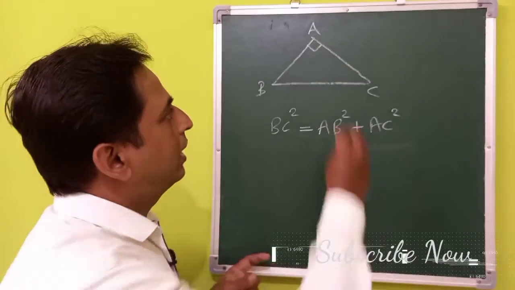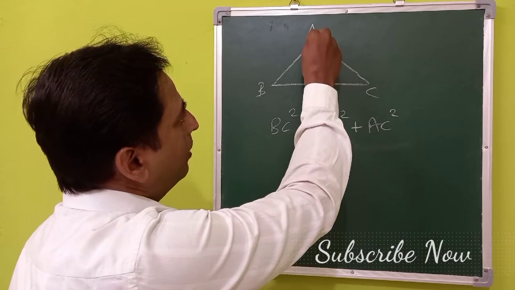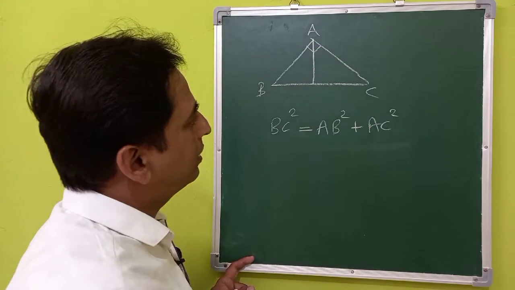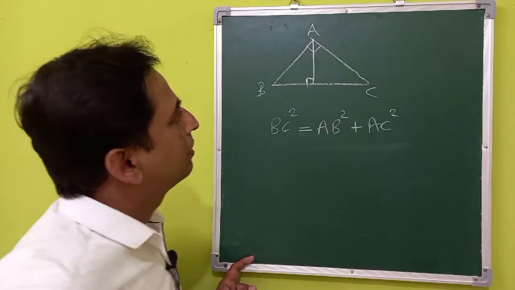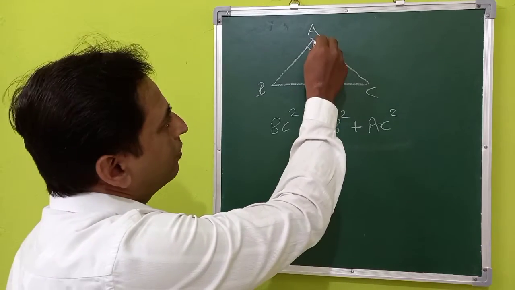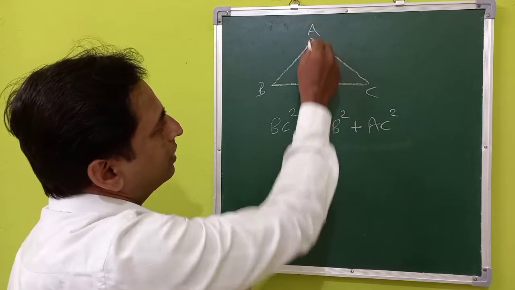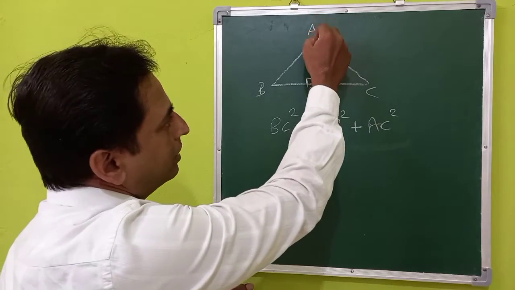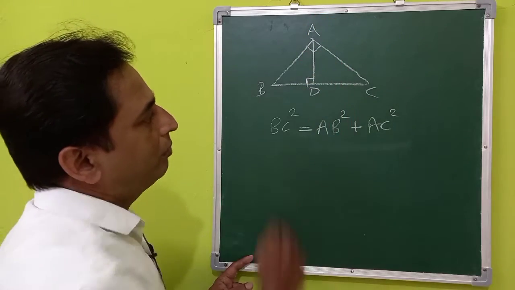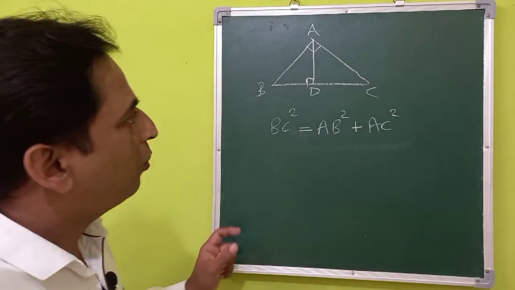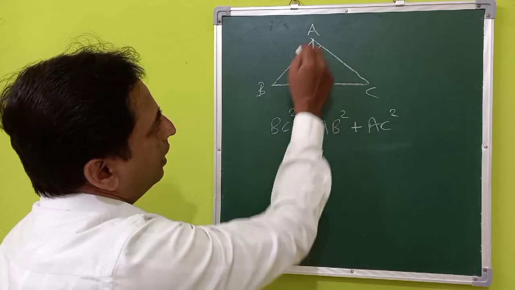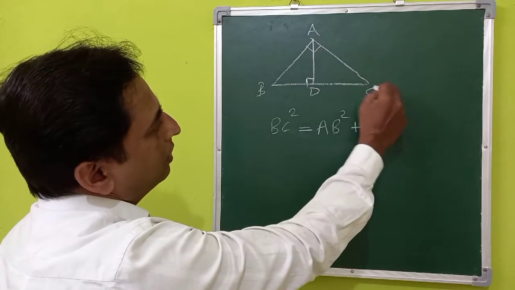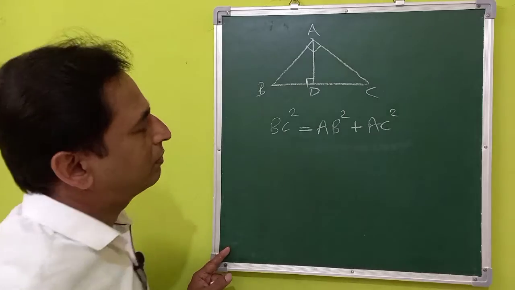To prove this, let us draw a perpendicular from A to BC. So here we are constructing it from A. Let us put this as D. So let us construct AD perpendicular to BC. Now we have a triangle ADB, another triangle ADC here, and we have the whole triangle ABC as well.